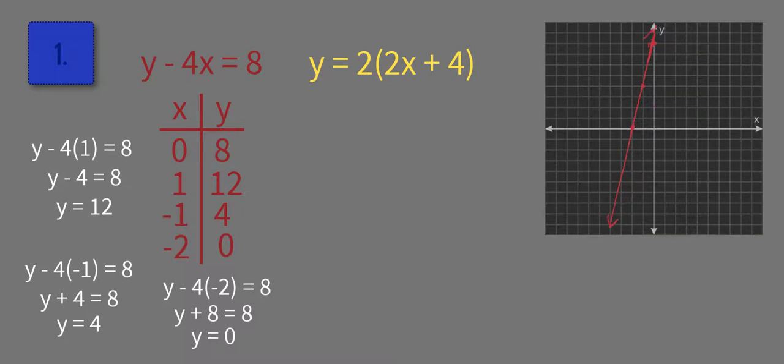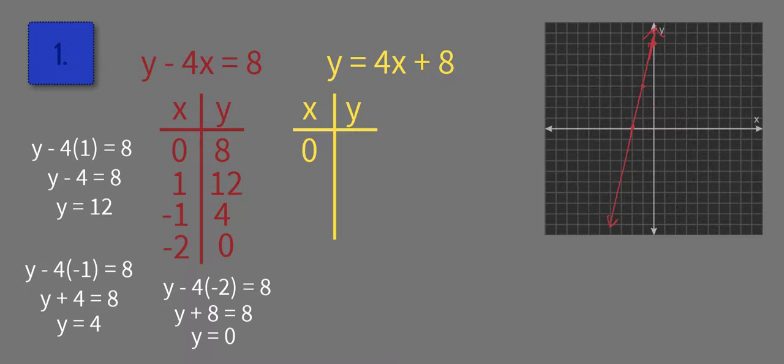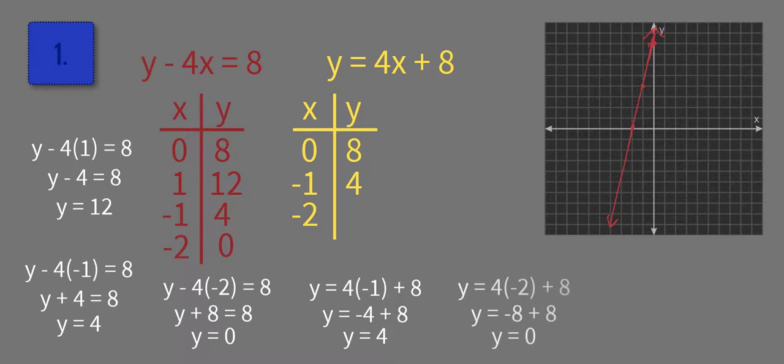So there's y minus 4x equals 8. Now let's switch to our other equation. y equals 2 times 2x plus 4. Let's go ahead and just rewrite that. Distribute the 2. y equals 4x plus 8. So when x equals 0, y equals 8. When x equals negative 1, 4 times negative 1 is negative 4 plus 8 is 4. And when x equals negative 2, y equals 0.